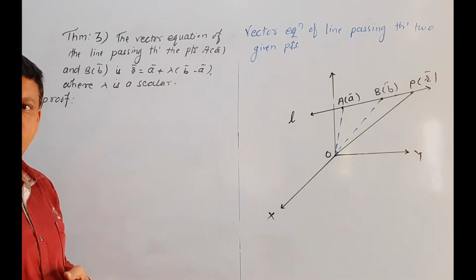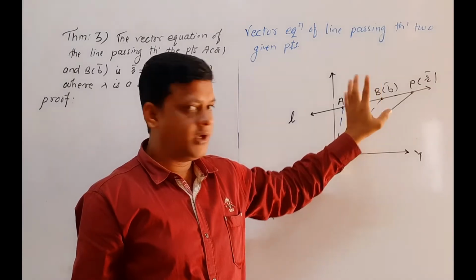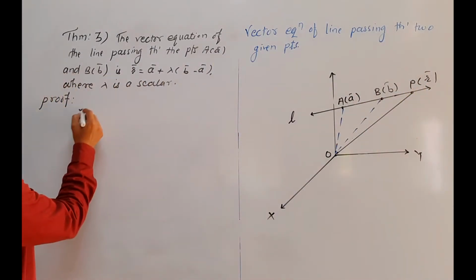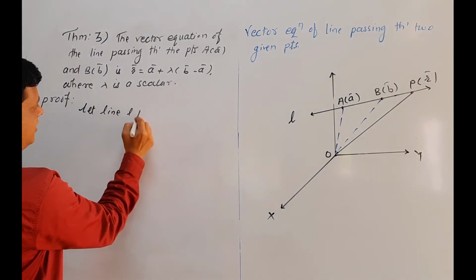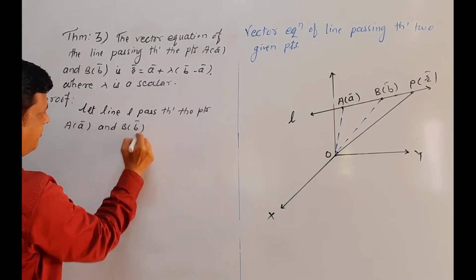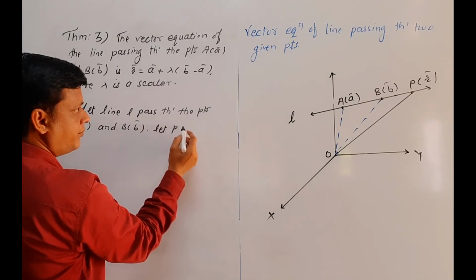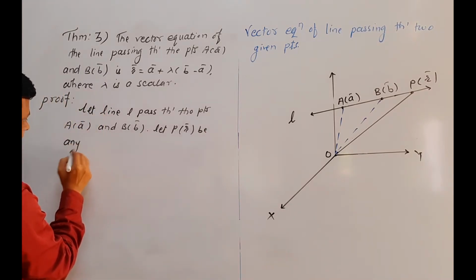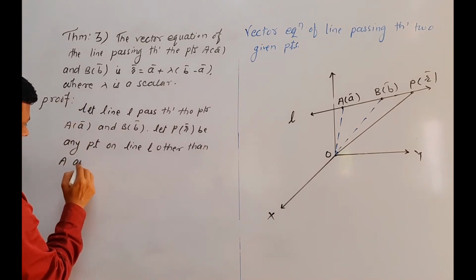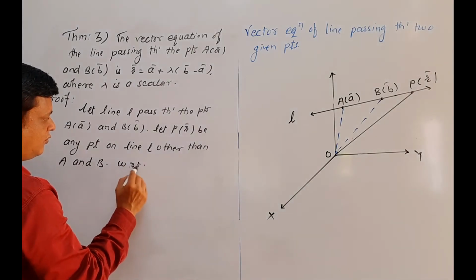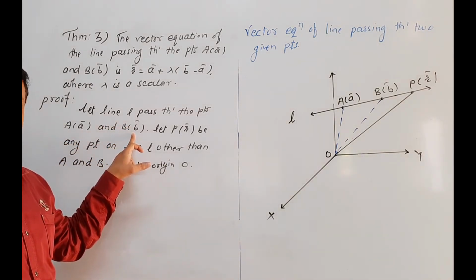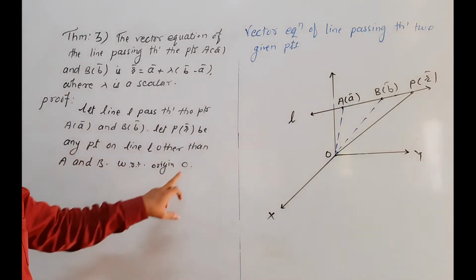So first we have to consider here a line L which is passing through the points A of A bar and B of B bar, and we have to consider one more point on this line other than A and B, which is point P. So we write here in the proof: let line L pass through the points A of A bar and B of B bar. Let P of R bar be any point on line L other than A and B with respect to origin O. Now we consider point A with position vector A bar, point B with position vector B bar, and point P with position vector R bar with respect to origin O.